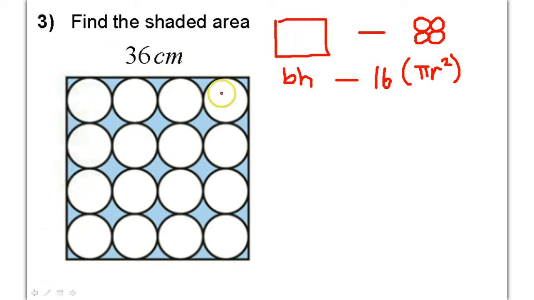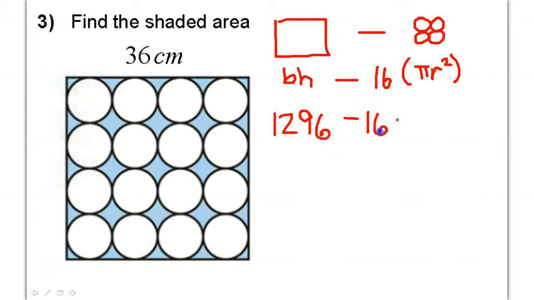Base times height, 36 times 36, or 36 squared, that's 1,296. 1,296. That's the area of the square.